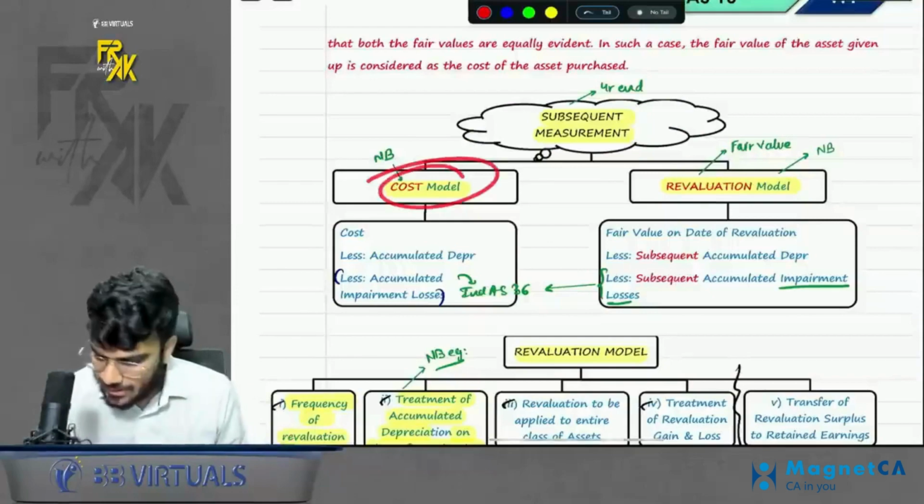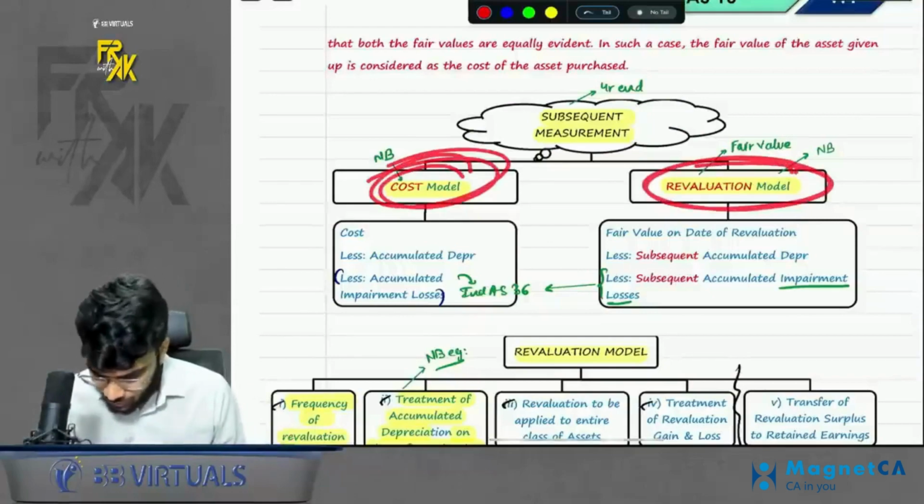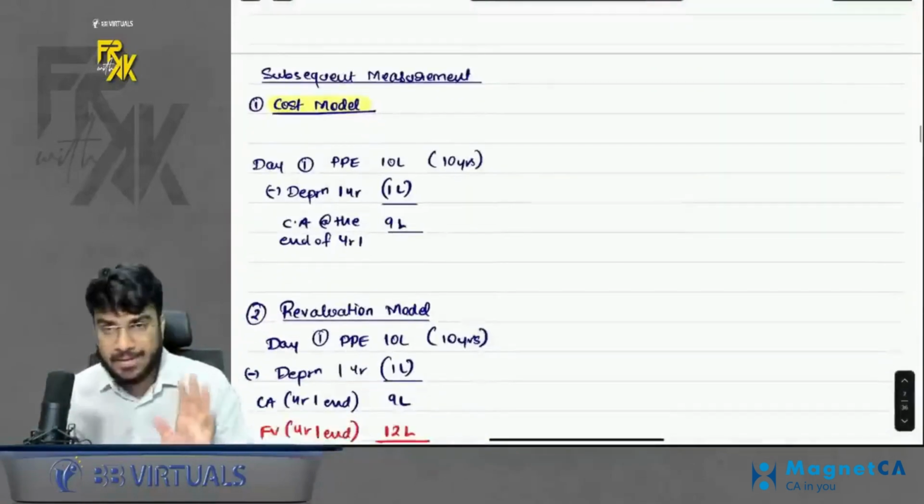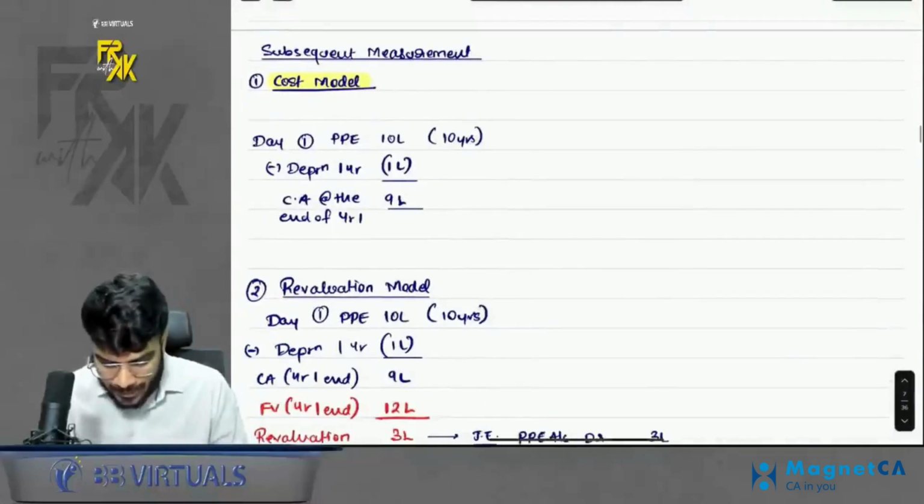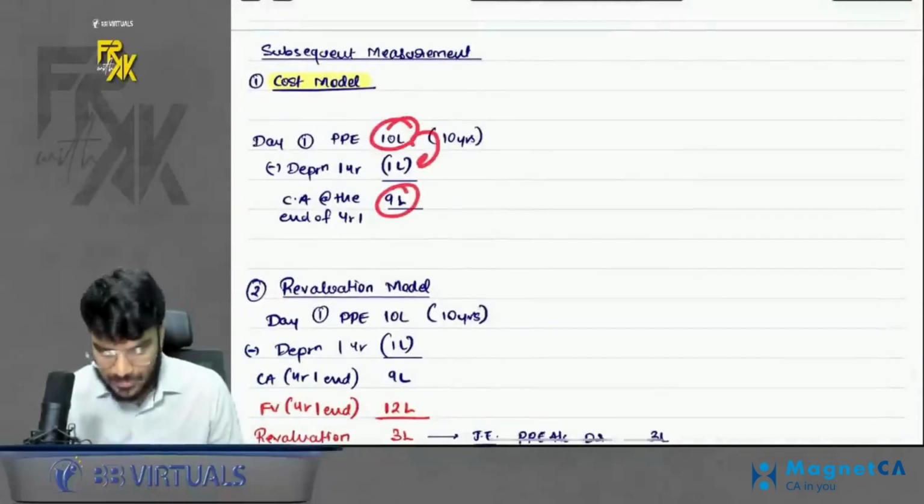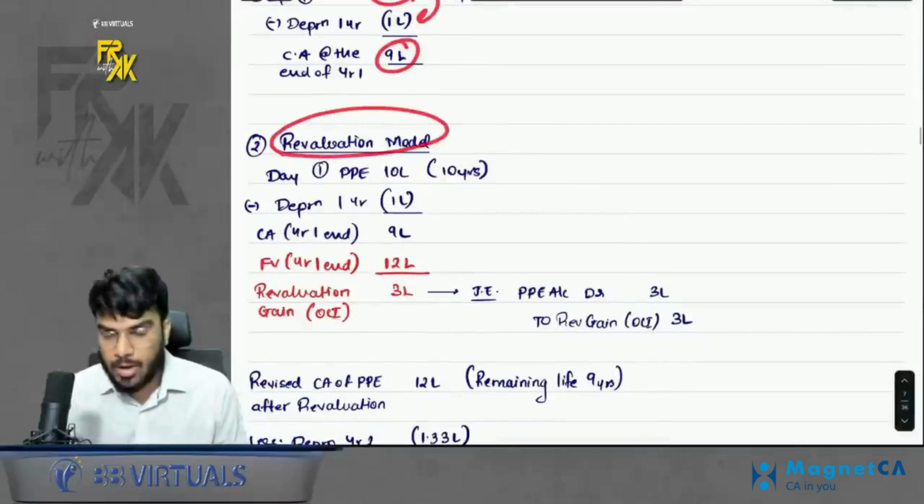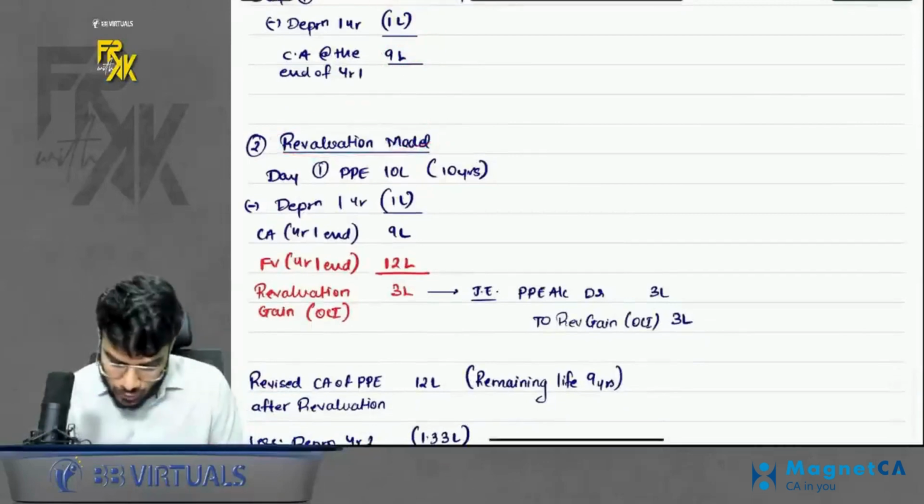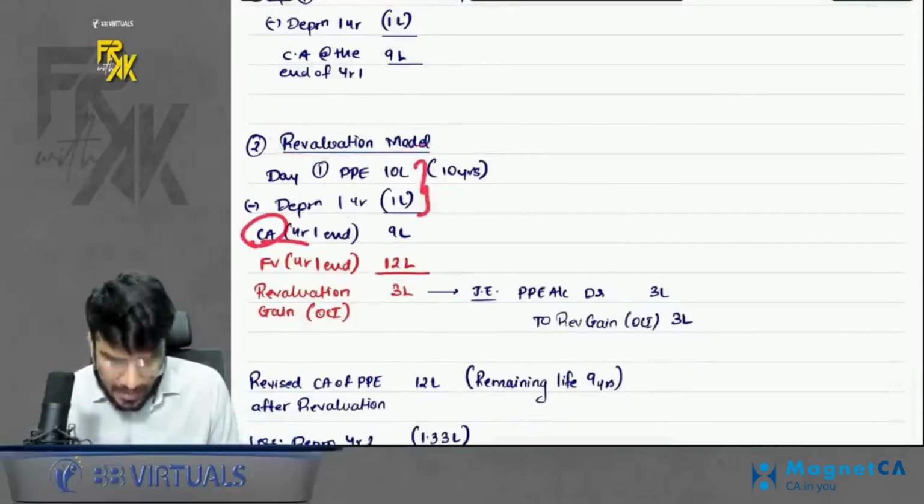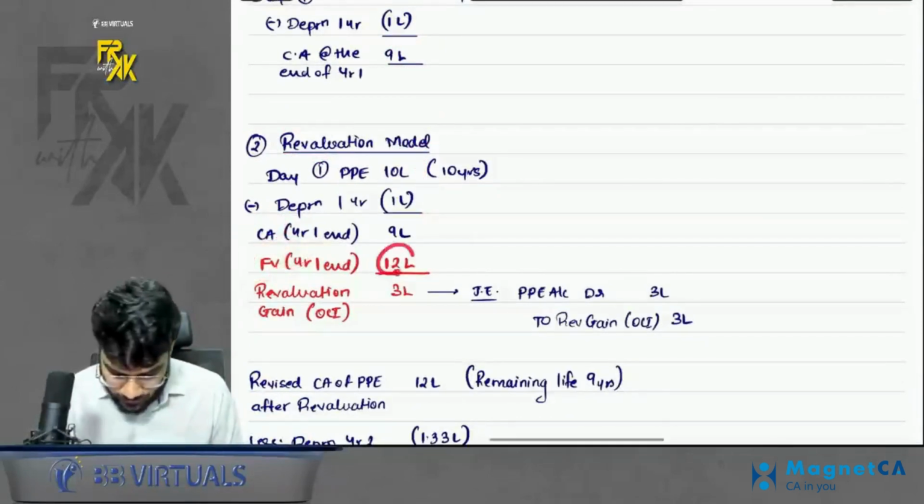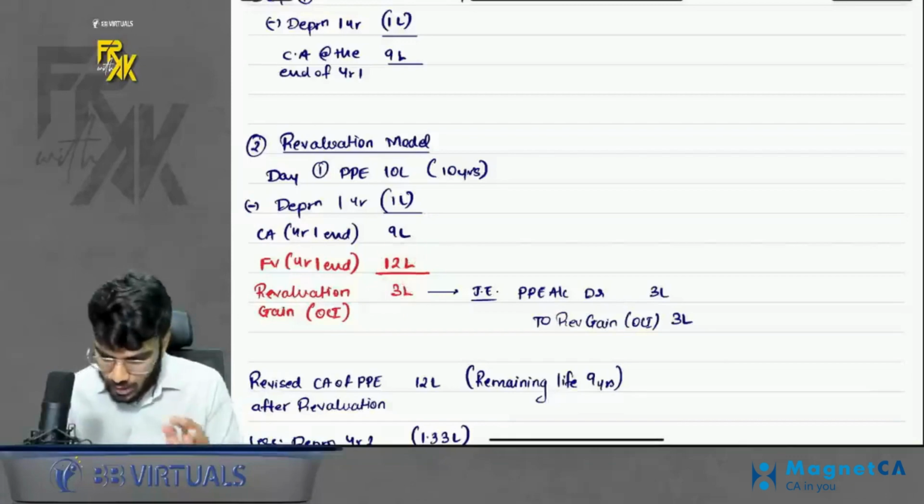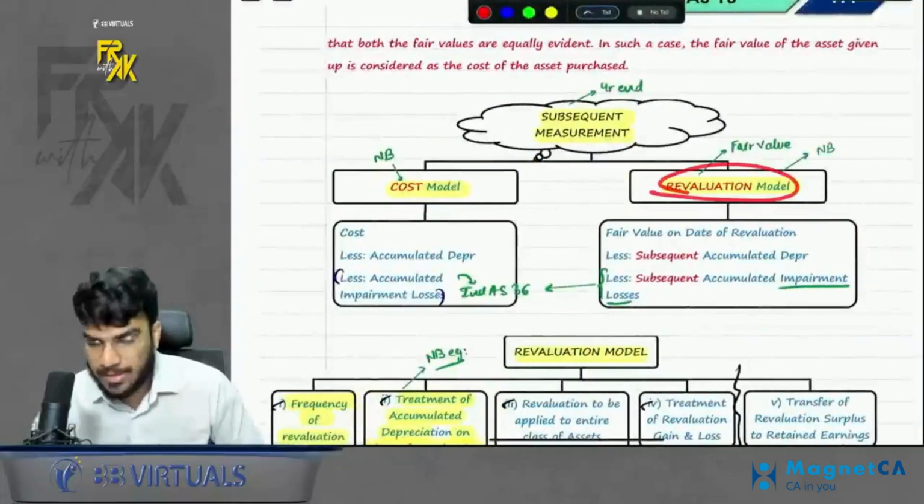So we have two models here. One is cost model, one is revaluation model. So what is the meaning of these two models? It is very simple. Under cost model, we keep the PPE at carrying amount, that is cost less depreciation. What about revaluation model? We keep the asset at fair value. So what we do is we find the carrying amount first at the year end. Then we compute the fair value as on the same year end, and then we find the revaluation gain or loss, right? So under revaluation model, we keep the asset at fair value.